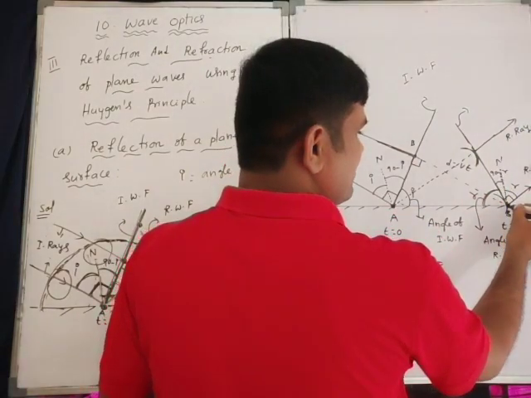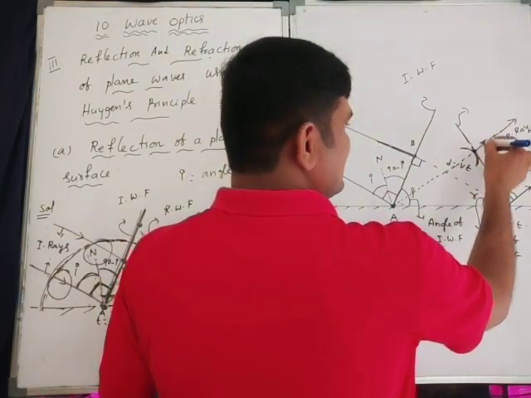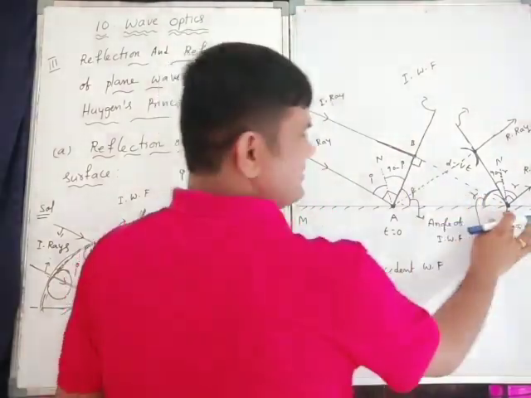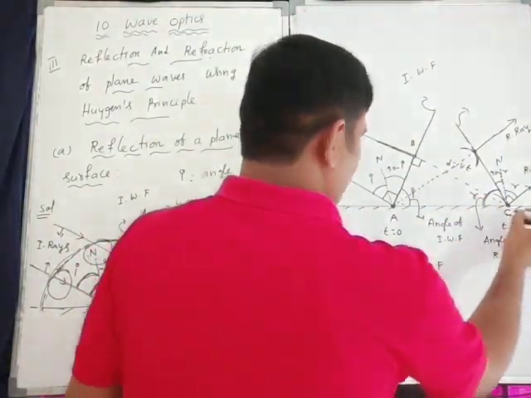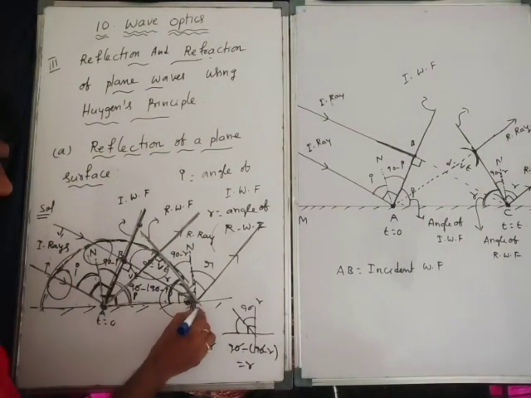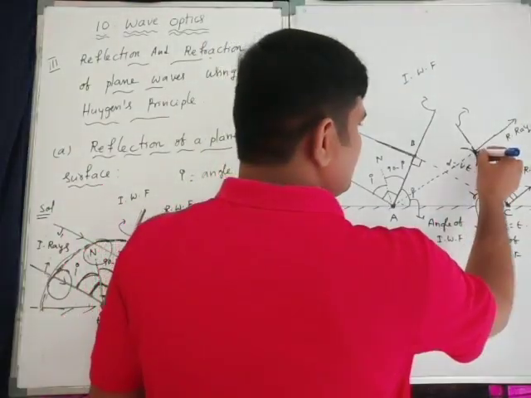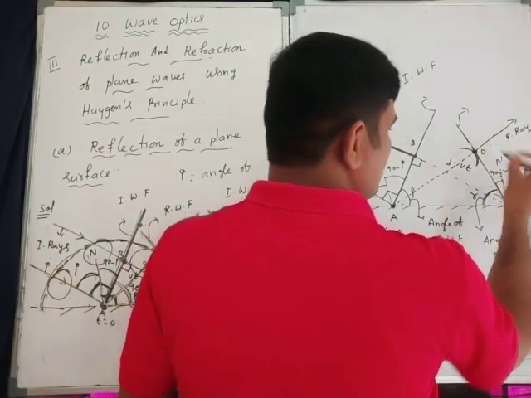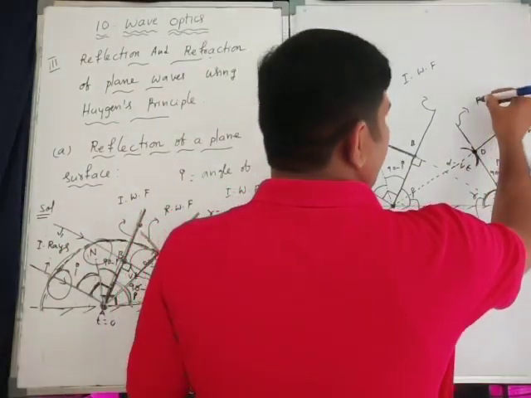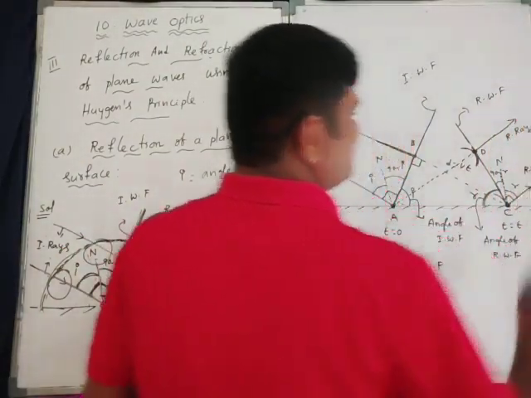So I will give you here B. This is the C. Yeah, B I have given, right? So AB. I will consider C. Okay, this is the C here. B I took there. Sorry. So this is the C, and this is the D. This is the D point. This is the C point. This is the reflected wavefront.